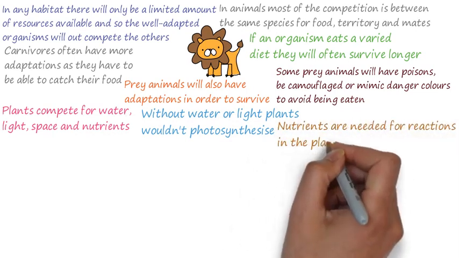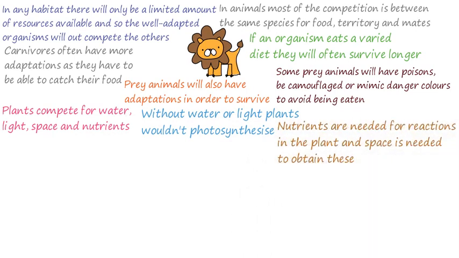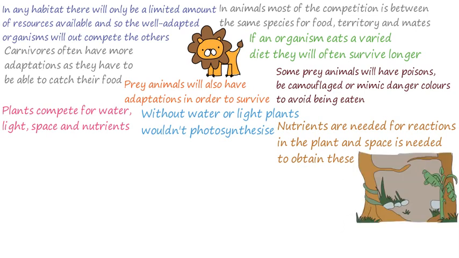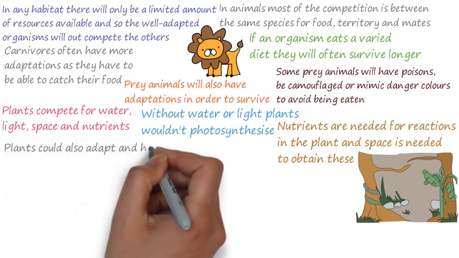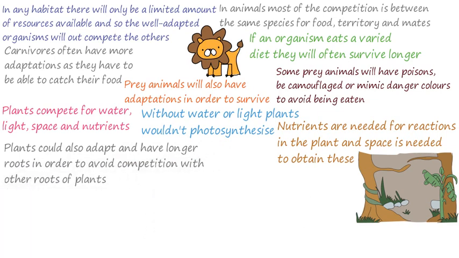Without water or sunlight, plants won't be able to photosynthesize. Nutrients are needed for reactions in the plant, and space is needed in order to obtain these factors. Some plants will be adapted in order to survive. For instance, plants in a woodland setting may flower earlier in the year. This is because the branches of the trees will block out lots of sunlight when it comes to summer, and so plants around the trees will need to adapt in this way to survive.